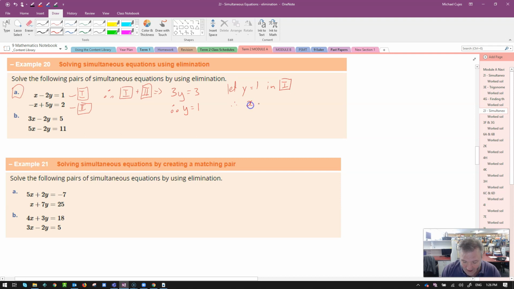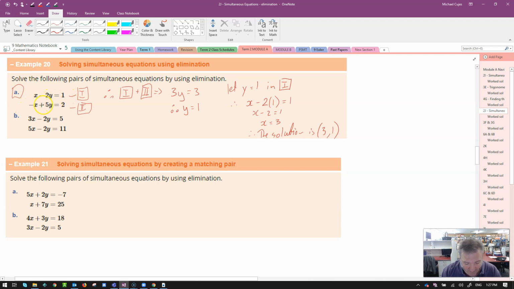So now I'm going to have x minus 2, and instead of y, I'm going to substitute in 1, just like I said I was going to. So x minus 2 times 1 is equal to 1. x take 2 equals 1. Add 2 to each side. x equals 3. Therefore, the solution is... And I'm going to put it in coordinate form this time. 3, 1. And if I check that in the equation, 3 minus 2 times 1, 3 minus 2 is 1.